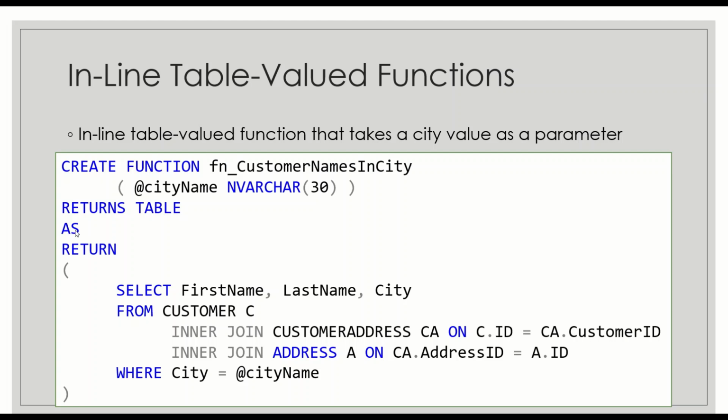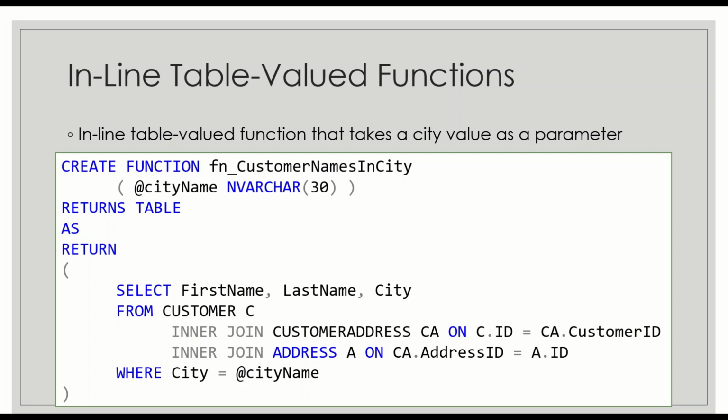Then we have as, and if we had multiple lines of code here, we would have begin and end. But because this is an inline table-valued function, we only have one line of code, a single select statement. So we don't need begin and end. We can simply return the result of this select statement. Notice the round brackets around the select statement to enclose the thing that we are returning.